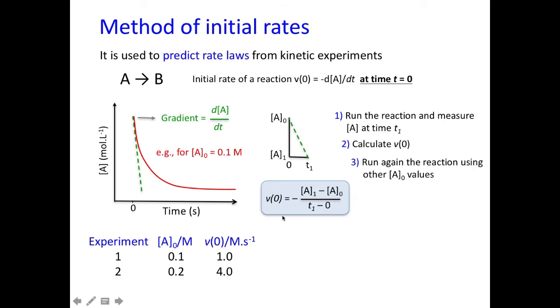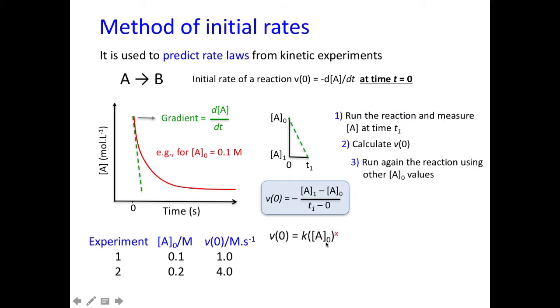Now, we have, in this case, 2 experiments. In the first experiment, the initial concentration of A was 0.1 molar. If we use our data here, I'm not showing the time, but the V0 was 1 molar per second. A second experiment was done using an initial concentration of A of 0.2. In this case, I calculate V0 again and I found 4 molar per second.